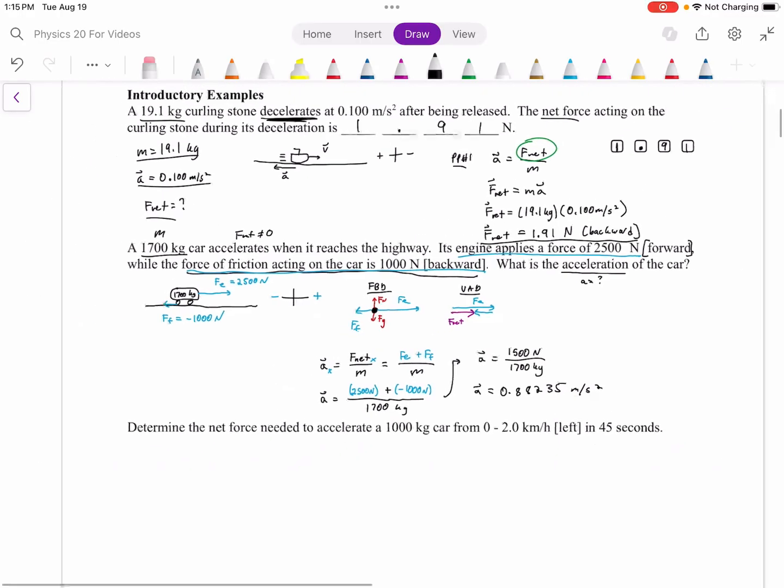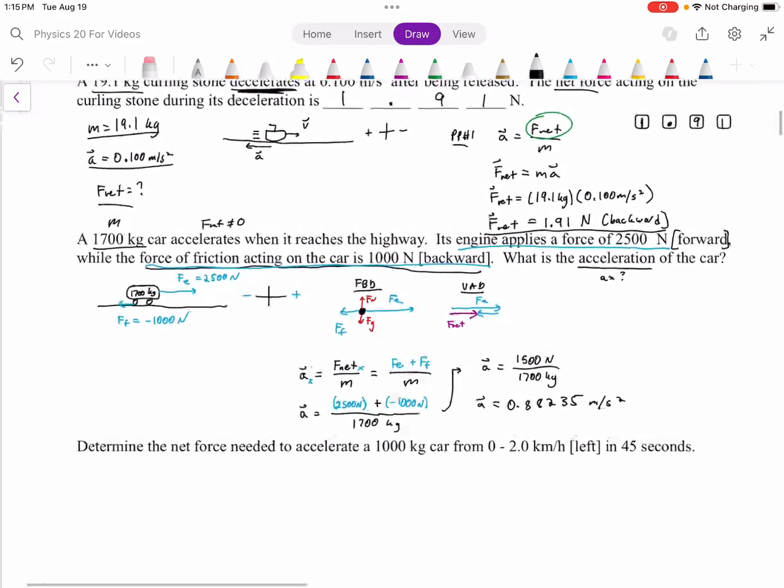Now, I got a positive. Does that make sense? Should we have gotten a positive? Well, yeah, because we defined the direction the engine was pushing, forwards, as positive. And we knew that the engine was stronger than the friction, so the net force overall was forwards, and therefore it should be accelerating forwards.